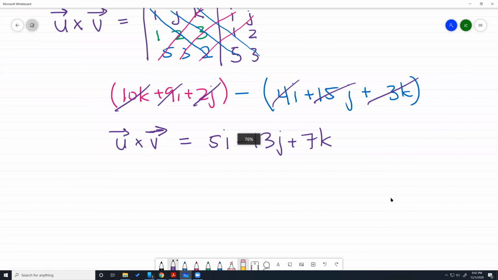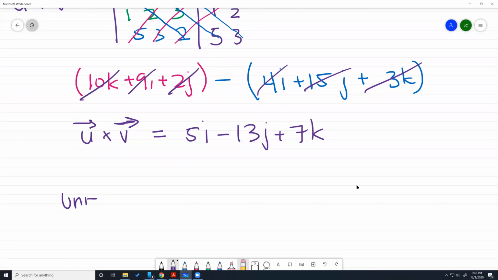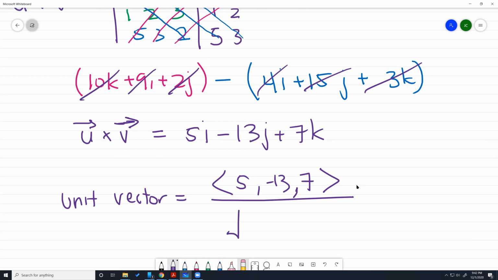Now we can get our unit vector, and the unit vector equation is the same for 3 dimensions as it is for 2 dimensions. What we're going to do is take the vector itself. I'm going to write this in component form: 5, -13, and 7. And you're going to divide that by the magnitude of u cross v. And the magnitude, I'll just write it for now.